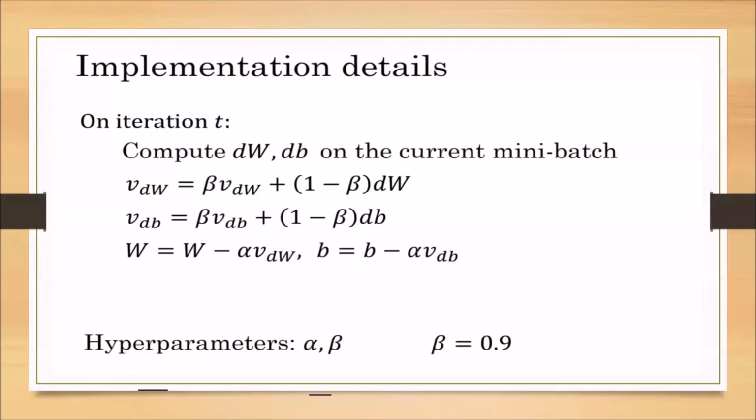Now we are applying the concepts we have learned until now in the equations. Already we know these three equations. We are finding VdW and VdB. We are substituting VdW in the W, and we are substituting VdB in the B. We are calling alpha and beta hyperparameters.